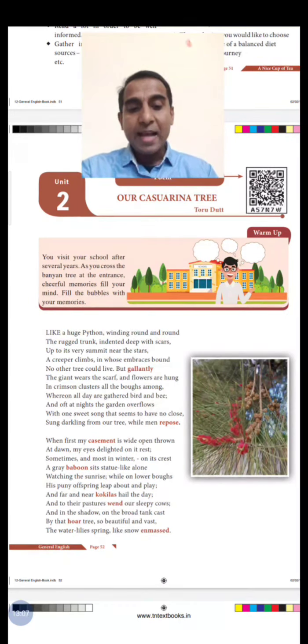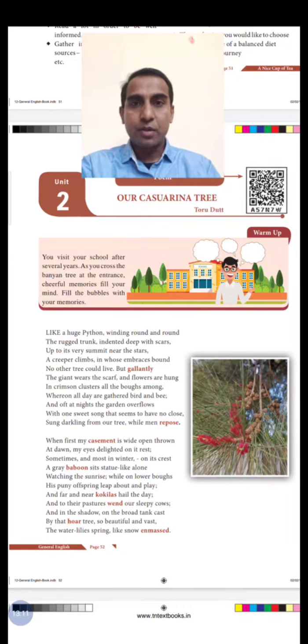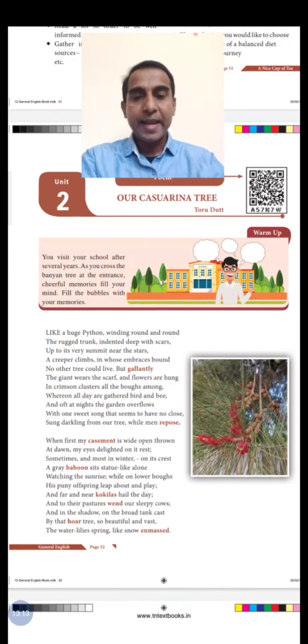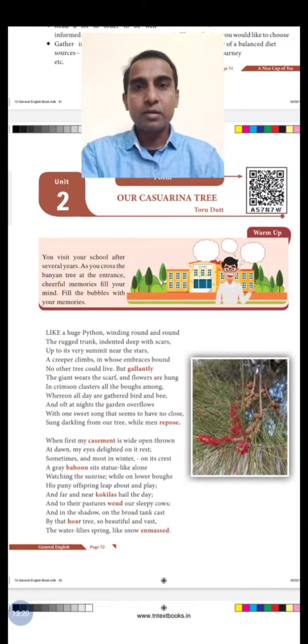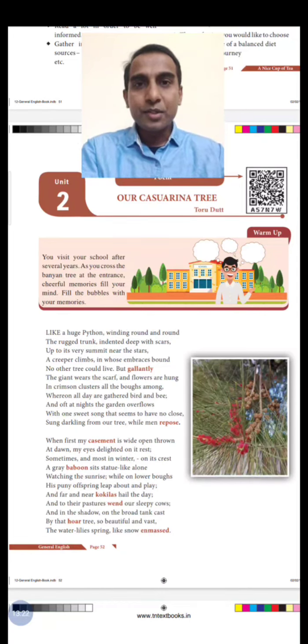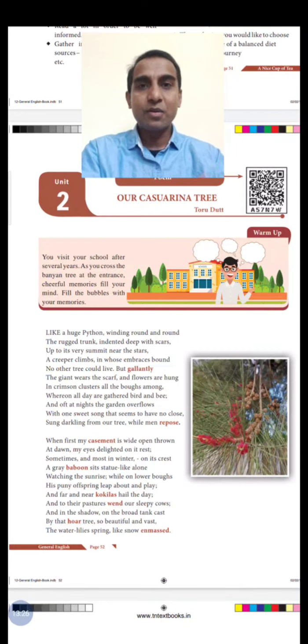"When first my casement is wide open at dawn, my eyes delighted on its crest." Early in the morning, the moment I get up, casement here means a type of window. I open my window. First thing, what does she do? Toru Dutt opens the window and looks at the tree. At dawn, in the morning, my eyes delighted on its crest. The moment she looks at the tree, she gets delighted.